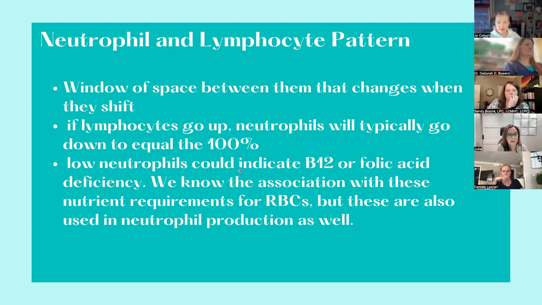So low neutrophils could indicate B12 or folic acid deficiency, right? So there's that nutrient deficiency. If neutrophils are low, it's because we need B12 or folic acid to make neutrophils also. We know the association with these for RBCs, but they're also used in neutrophil production as well. So yes, nutrient deficiencies can cause shifts in white blood cell numbers. Any questions on that, guys? Are you tracking with me?